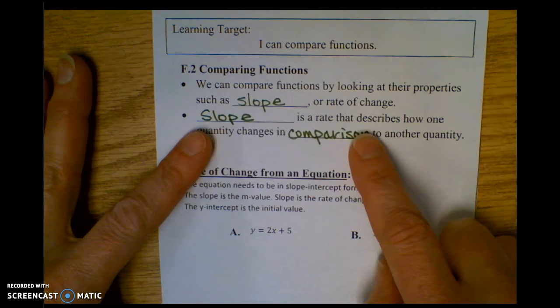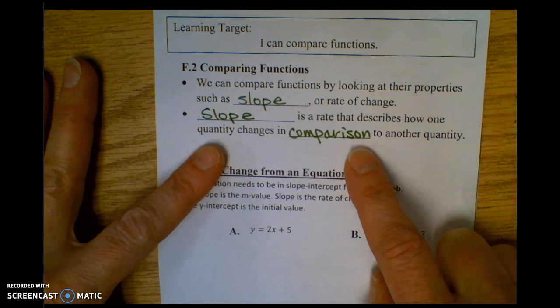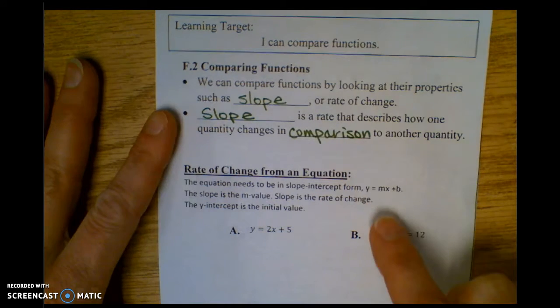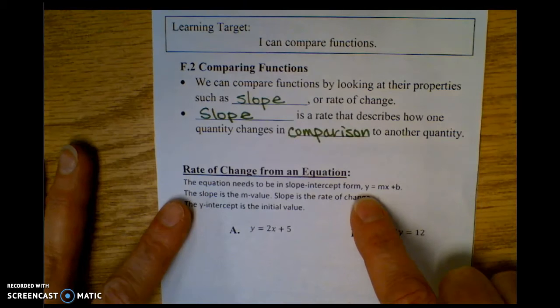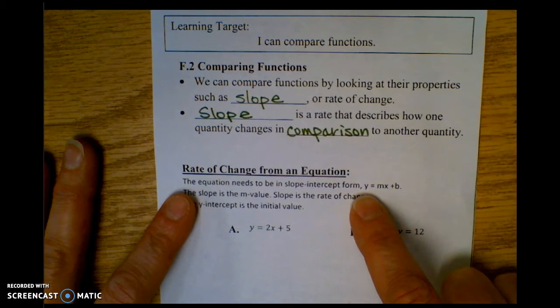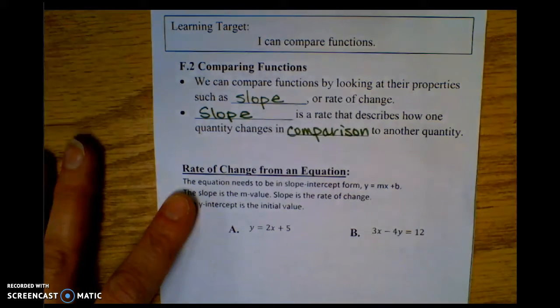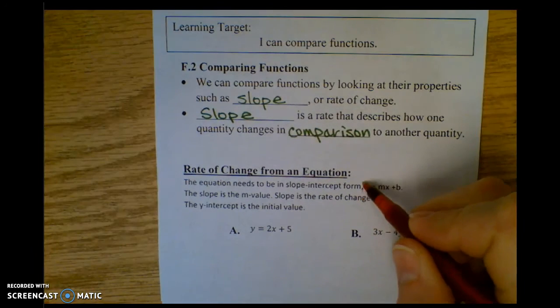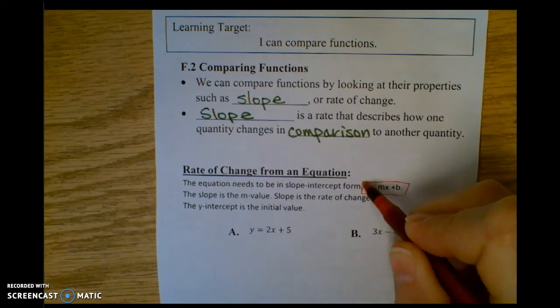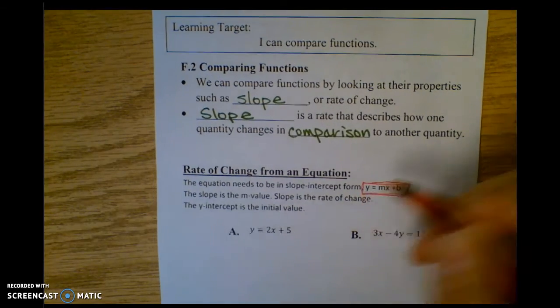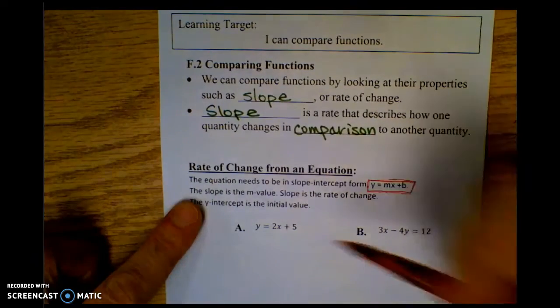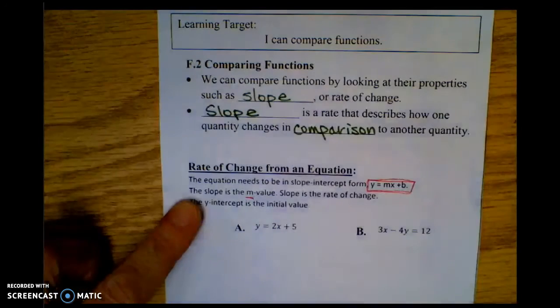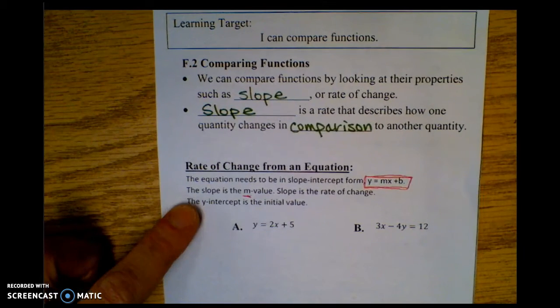So remember, slope is a rate that describes how one quantity changes compared to another quantity. So there's a couple different ways for us to find rate of change or slope. The first way is if we have an equation, it needs to be in the form y equals mx plus b. So you guys should remember using this format back when we did graphing. And the m in the formula, remember, is always your slope or your rate of change.